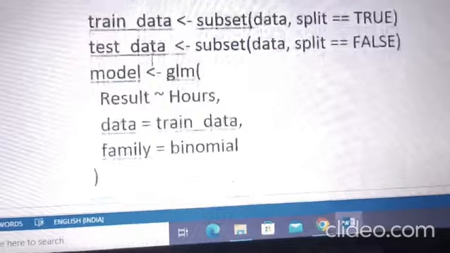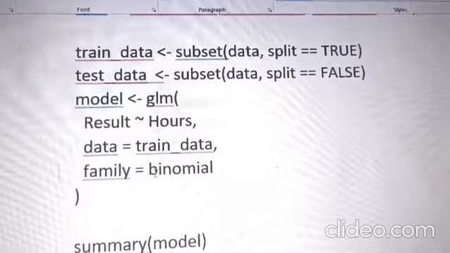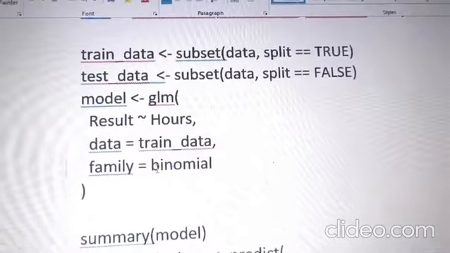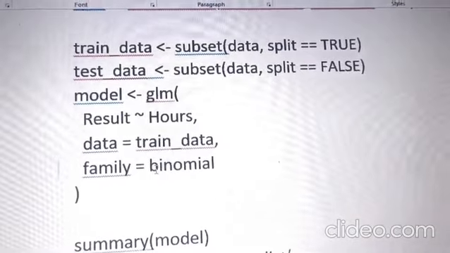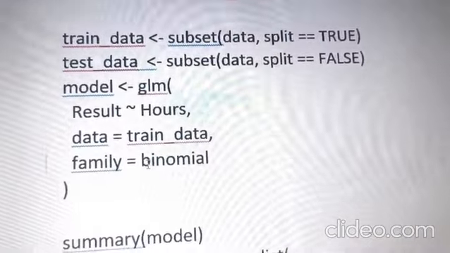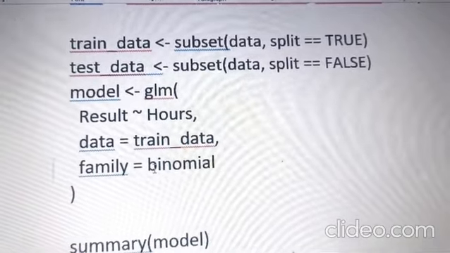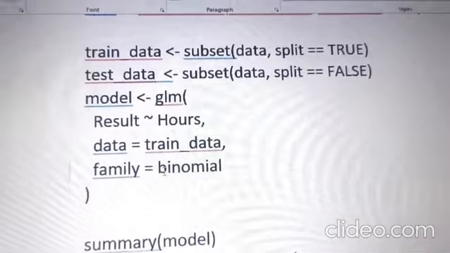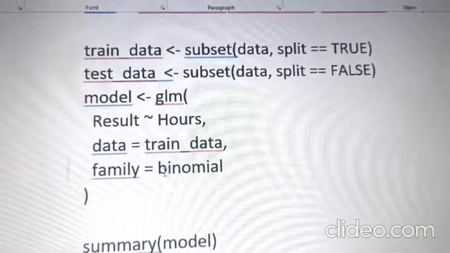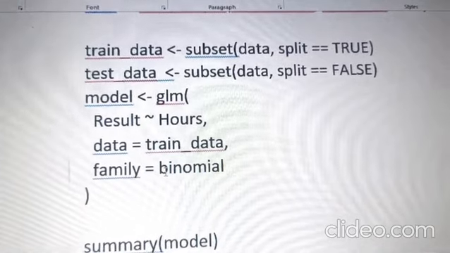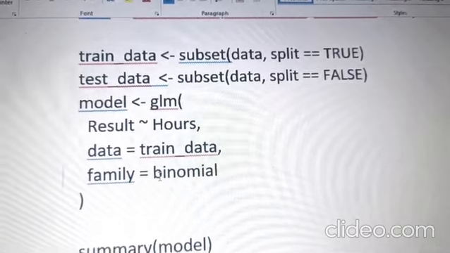linear regression. We are going to perform the regression by using this model, which is equivalent to GLM. GLM stands for generalized linear model, which takes 3 parameters: result, data, and family. The logistic regression can be performed by using the binomial function. The actual logic behind the logistic regression uses the binomial function. The binomial equation, sigmoid and all, we already discussed in the theoretical part.